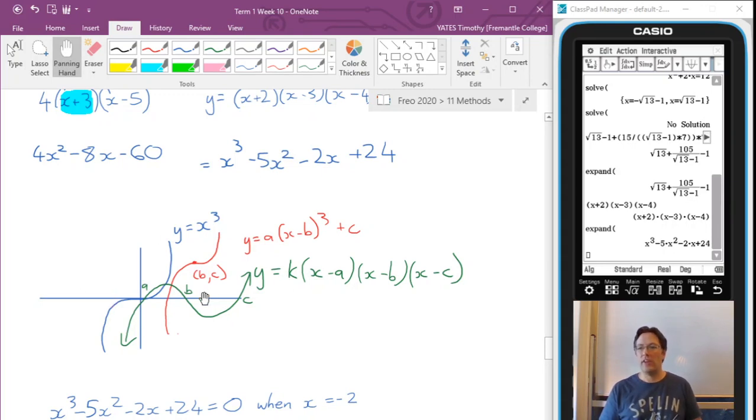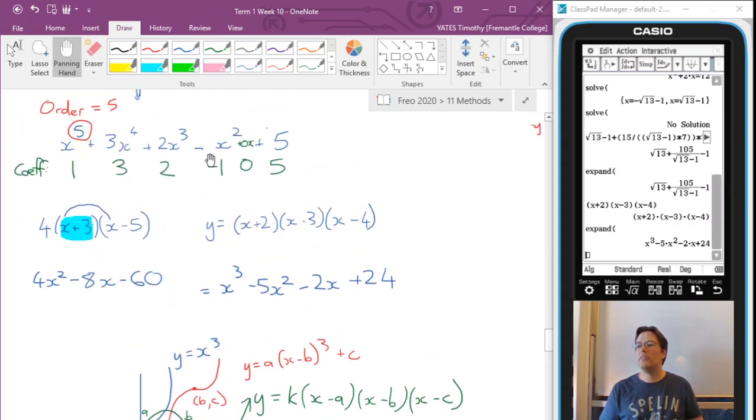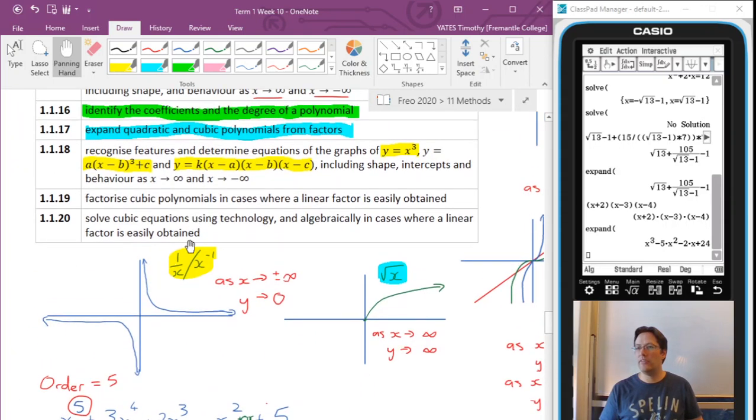Or it'll be stretched. And one of the ways you can work out where the y-intercept happens to be is that it's just going to be k times negative a times negative b times negative c, or negative kabc when we multiply it all together. And that will help us work out what k is if we happen to know the y-intercept. Okay, so that's just a little idea of those ones there.